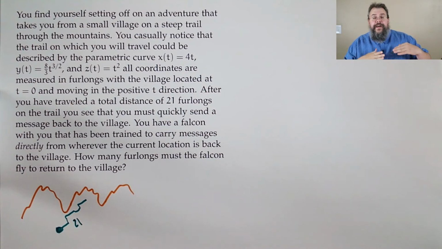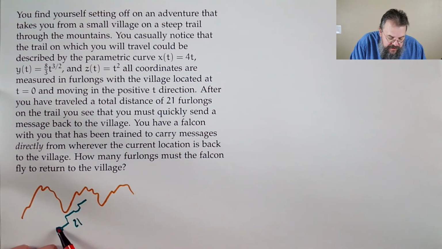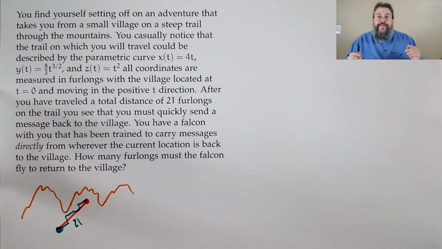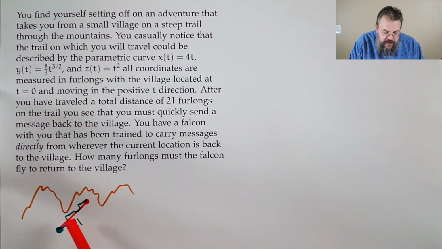But that's not traveling in a straight line. Our wonderful falcon is going to go directly back. Now, directly means straight line. So the falcon is going to say, aha, I'm not forced to go on a road or on a trail. I'll just fly directly in three-dimensional space. So the falcon is just going to say, hey, I'm going straight back. So what do we need to find? Well, what we need to figure out is the distance from where we started to where we're currently at.